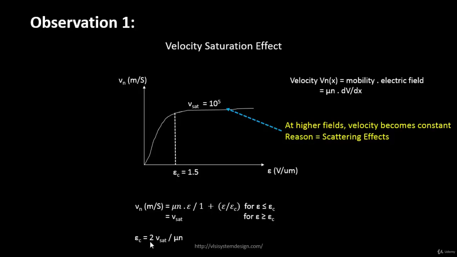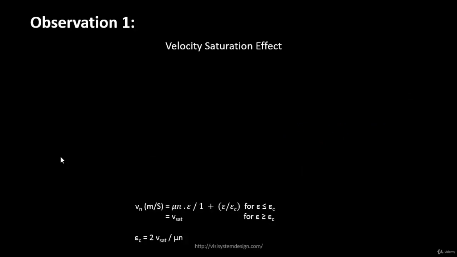Your critical electric field is 2 Vsat divided by mu n. So you equate this to this, you put E equal to EC, so this vanishes, 1 plus 1 becomes 2, and E is EC, so mu n EC by 2 is Vsat. So after juggling around the variables over here, you will get to this point where EC is 2 Vsat / mu n. Okay, so now since we have this, we will go back, and we'll rederive our drain current model.